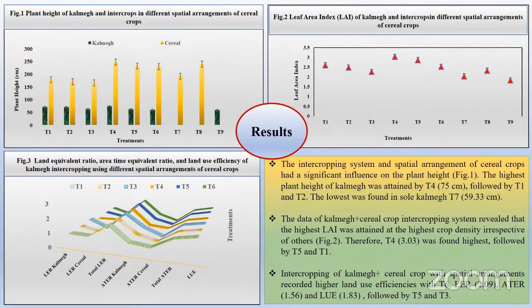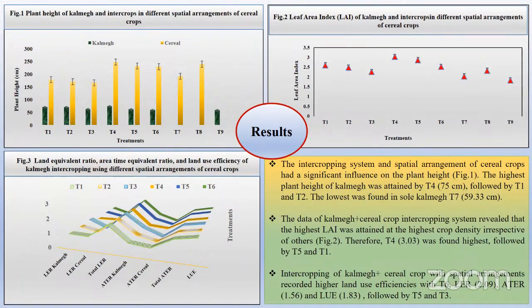The intercropping system and spatial arrangement of cereal crops had a significant influence on plant height of Kalmegh as well as the intercrop, which is depicted in figure number 1. The highest plant height of Kalmegh was attained by treatment T4, that is 75 centimeters, followed by treatments T1 and T2. The lowest was found in sole Kalmegh, treatment T7, which is 59.33 centimeters.